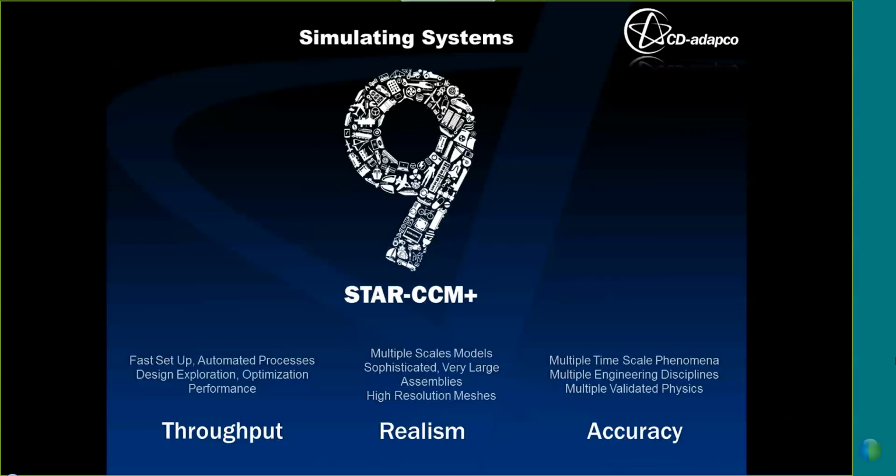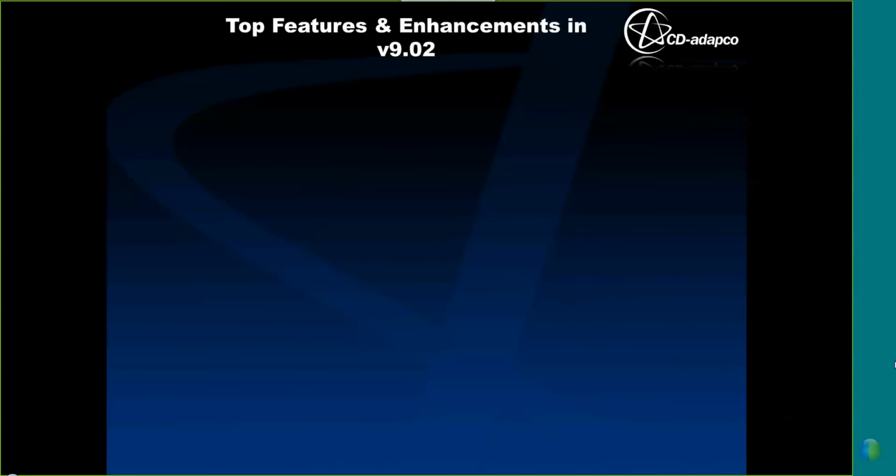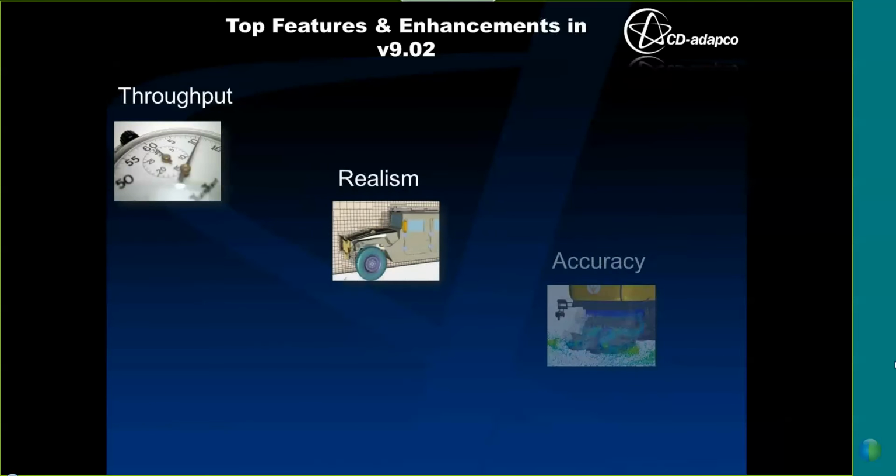Features in each of these categories. If you want more information, you can always look through the detailed new features list as part of Start CCM Plus in the downloads, or you can contact your local dedicated support engineer. So those are the top features and enhancements in version 9.02 for each of these three categories.